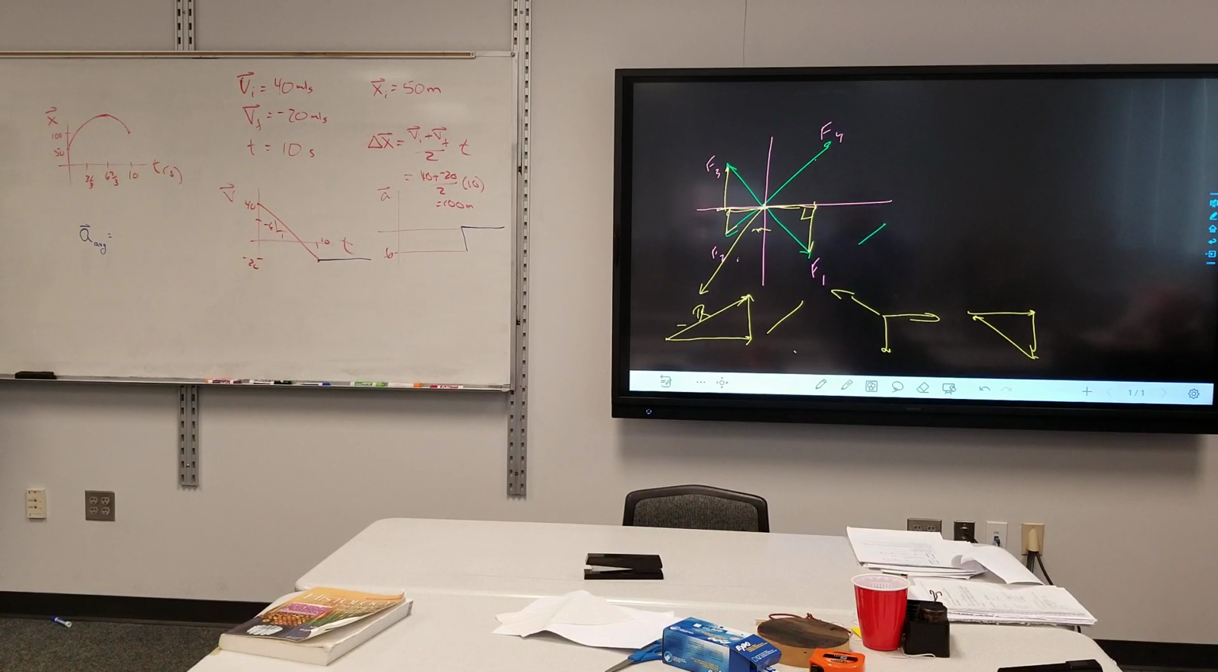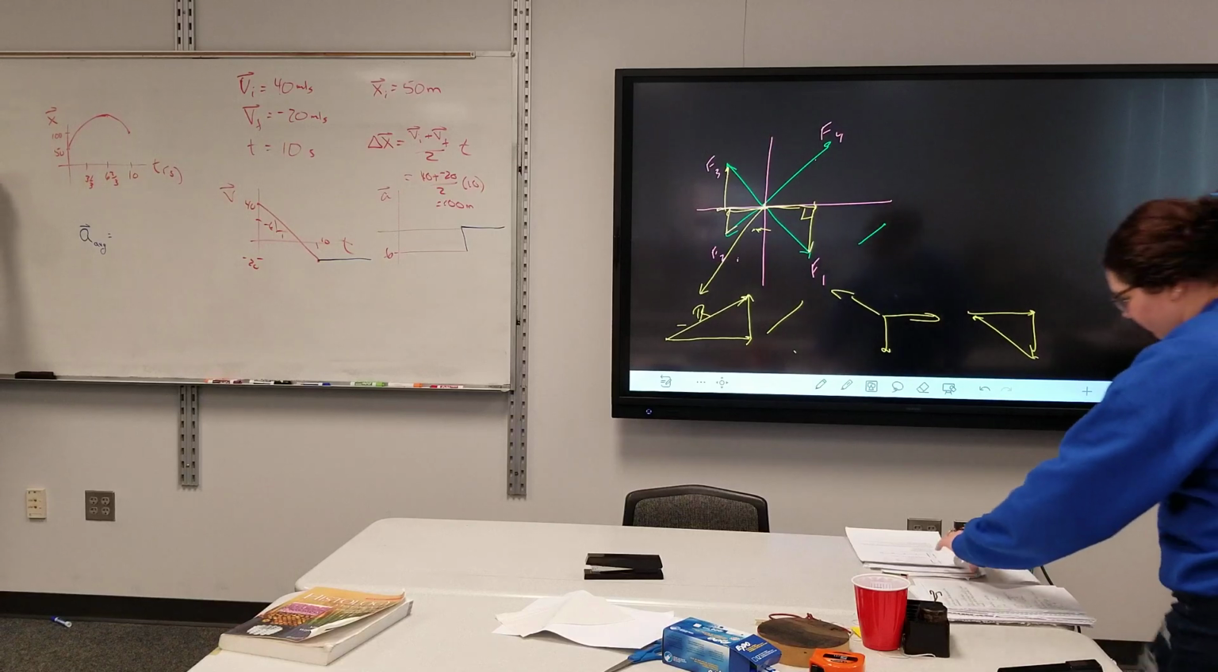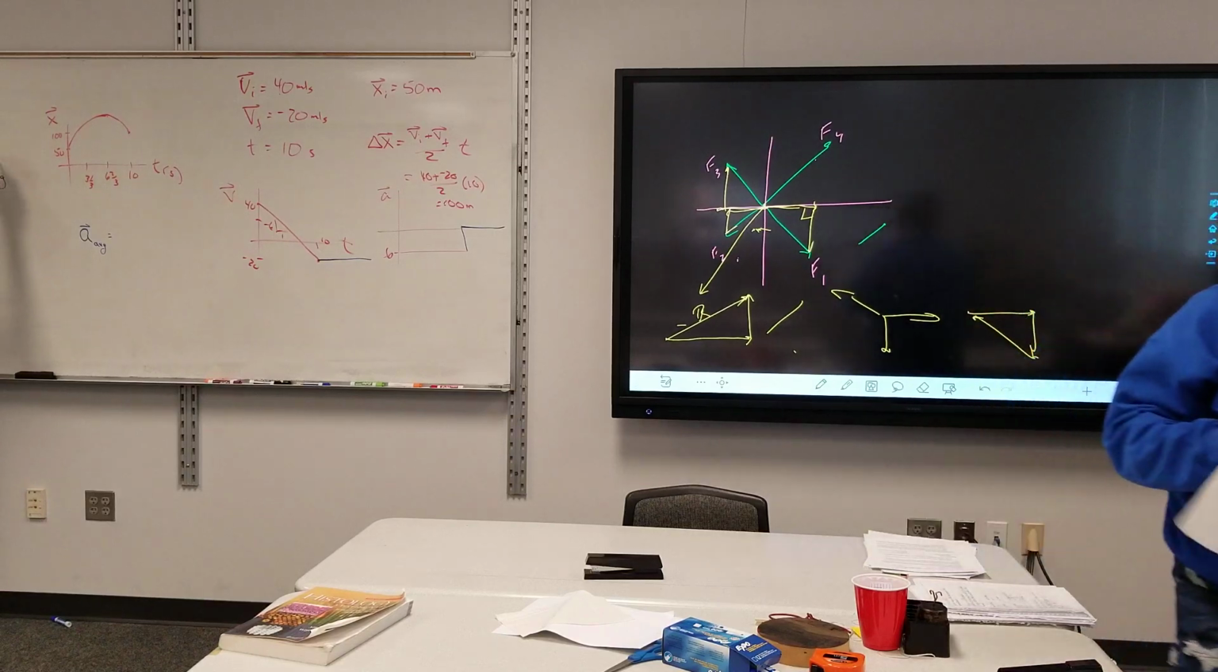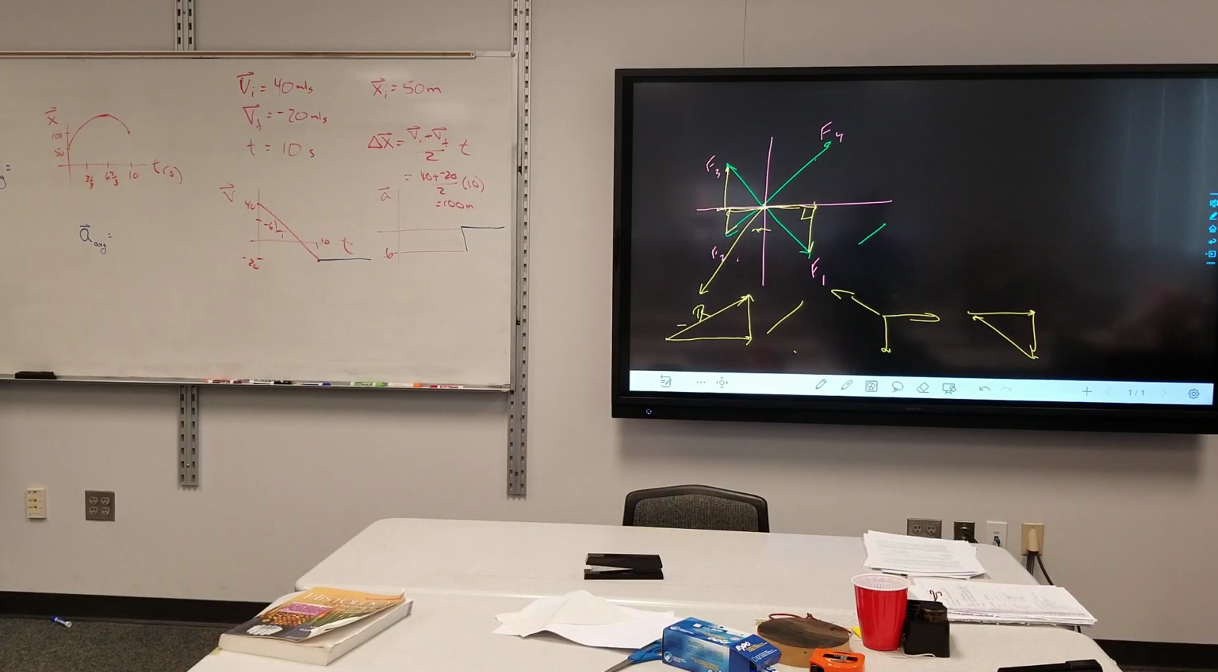All right, so how do you find average velocity? Delta S over delta T. Pardon? Delta S over delta T. Yeah. It's the change in position over change in time. How would you find average acceleration? Change in velocity over change in time? Yeah.